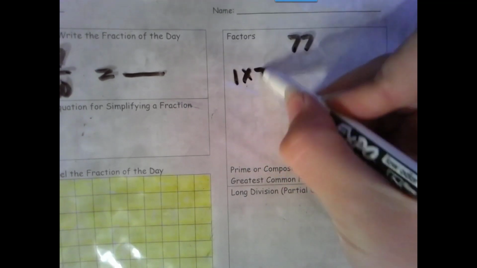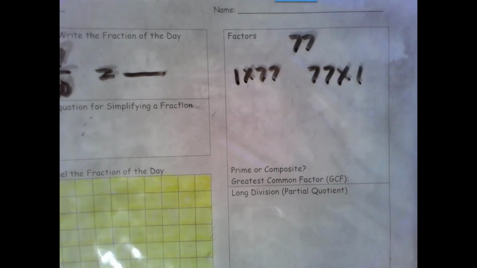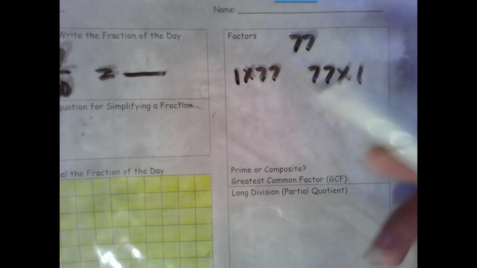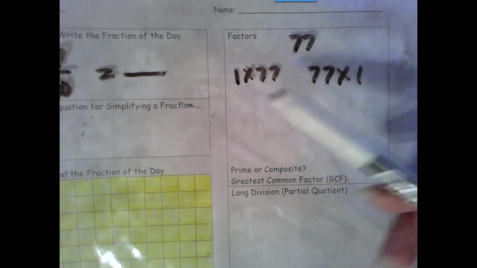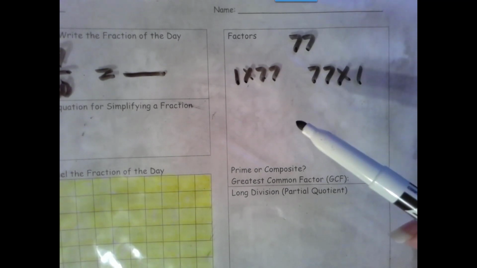Our numerator is 77. Two factors we always know are 1 and the number itself. Using the commutative property of multiplication, I can also write it as 77 times 1. Now we're going to go in order using our divisibility rules to make sure we get all our factors down.